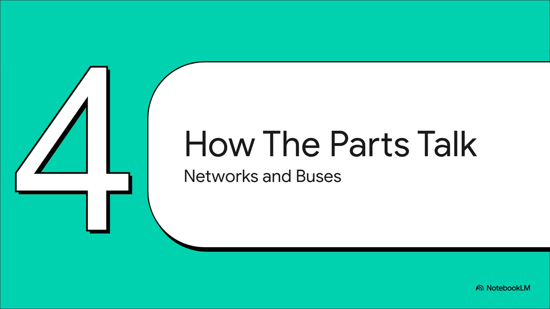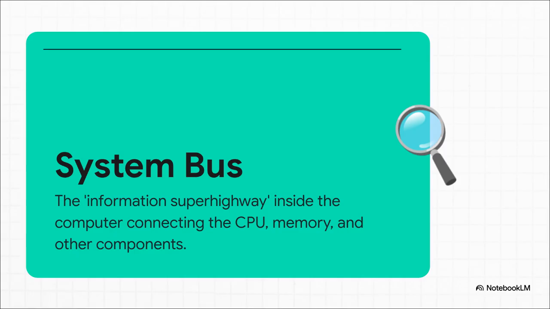Okay, so we've got the brain, we've got the workspace, we've got the filing cabinet, but how do they all talk to each other? Let's take a look at the communication lines that make the whole system tick. Inside the machine, everything is connected by something called the system bus. Just think of it as a massive information superhighway. It's the set of wires and pathways that lets the CPU, the RAM, and the storage all send data back and forth to each other at unbelievable speeds.